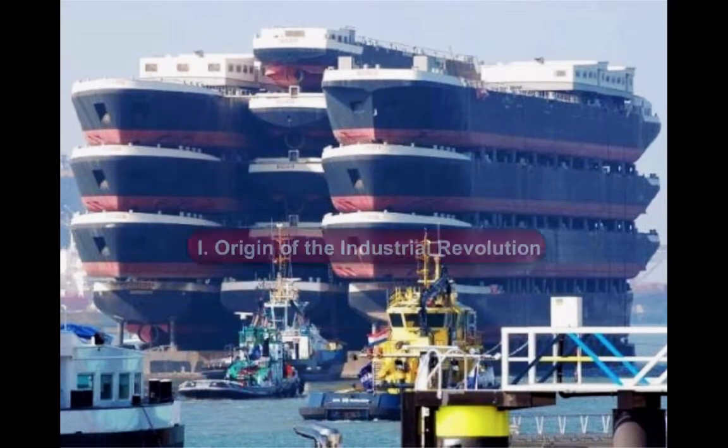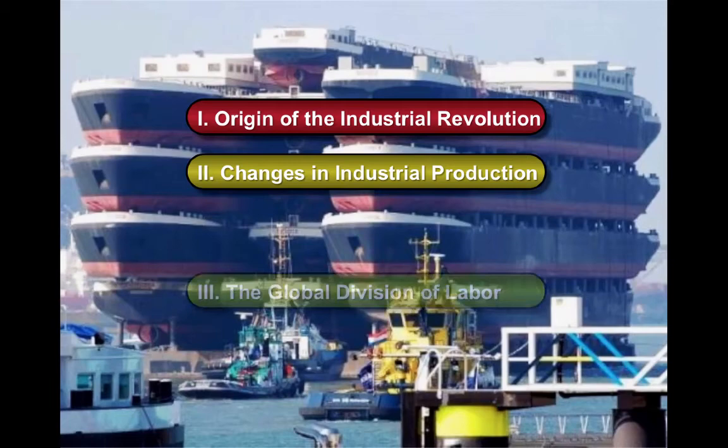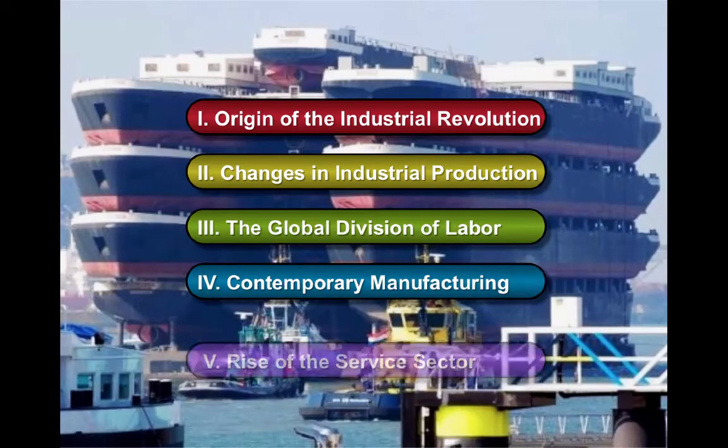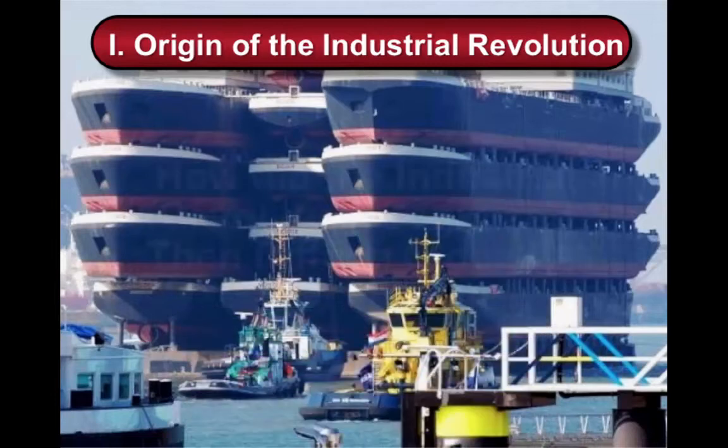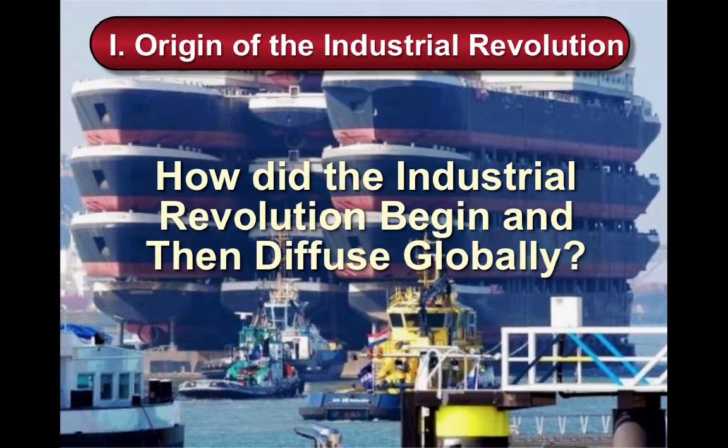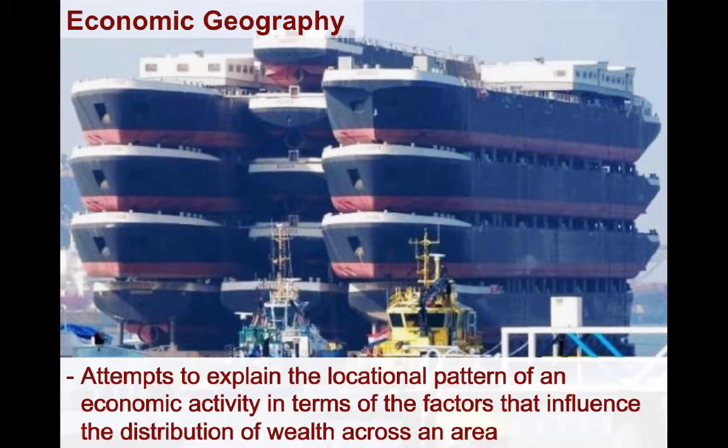In this video, we're going to start our investigation of economic geography by looking at the origin of the Industrial Revolution and asking this essential question: how did the Industrial Revolution begin and then diffuse globally? Now, economic geography attempts to explain the locational pattern of an economic activity in terms of the factors that influence the distribution of wealth across an area.